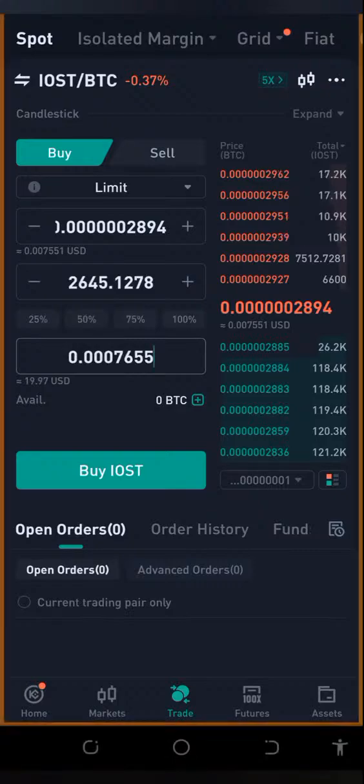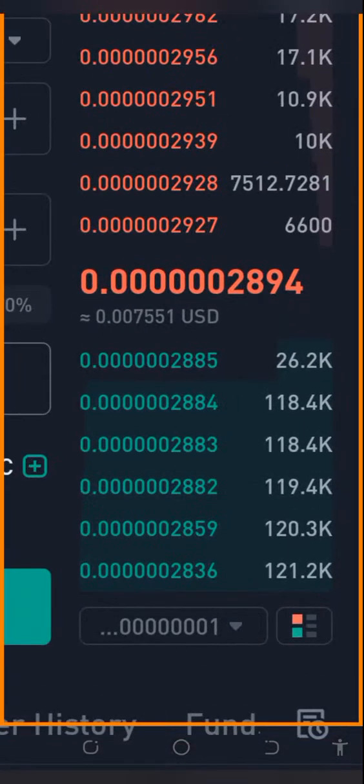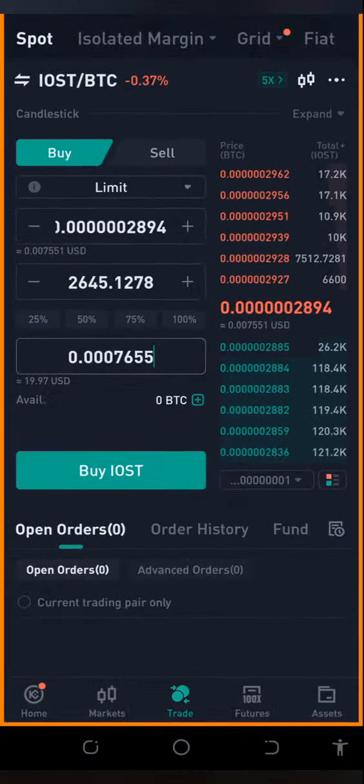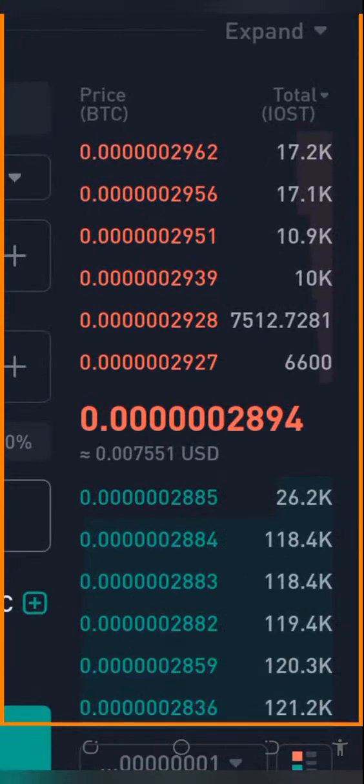Now we have to check the order book. Do we have 2645? Definitely we do. At least the first trade is 6,600, so it can cover 2,645 pieces.